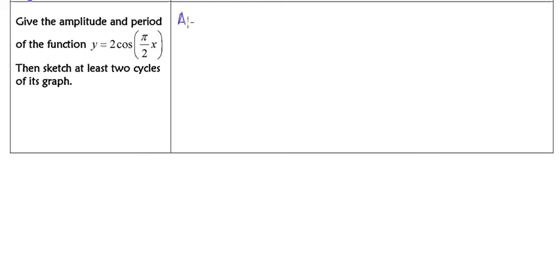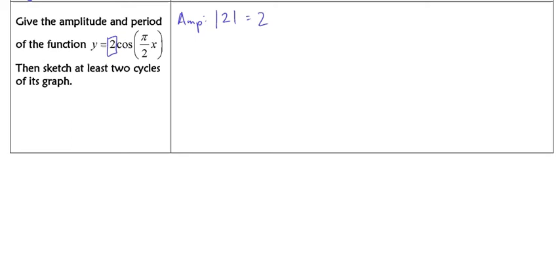So amplitude, that's going to be the absolute value of your A. And what is A on this one? It's 2, so your amplitude equals 2. Absolute value of 2 is 2. And let's put 2 in right there. Absolute value of 2 equals 2.